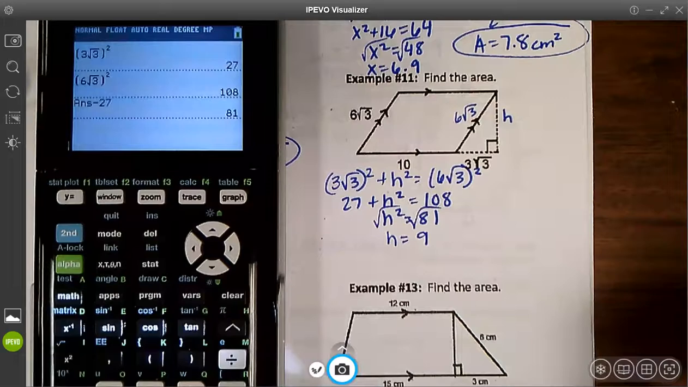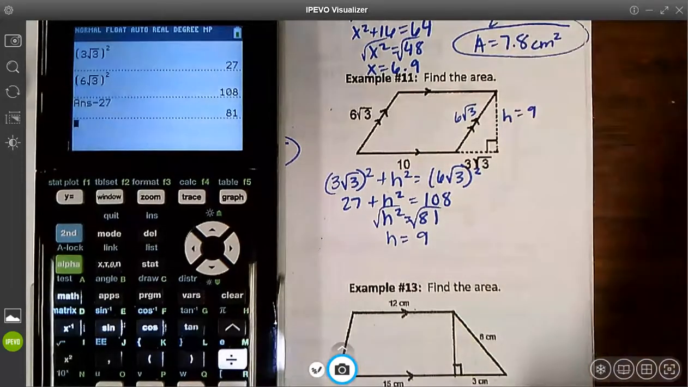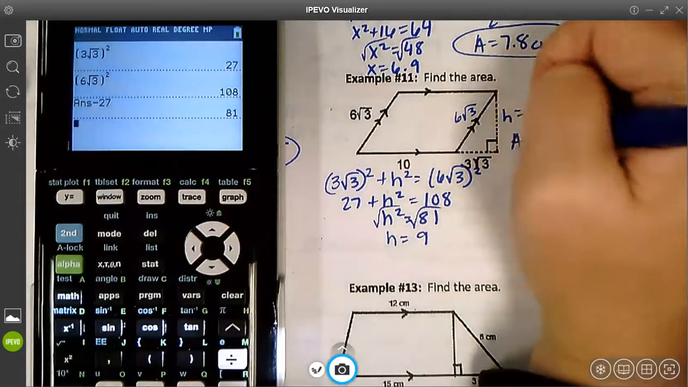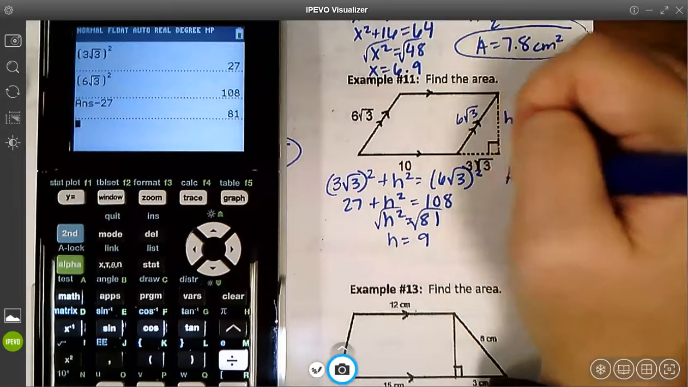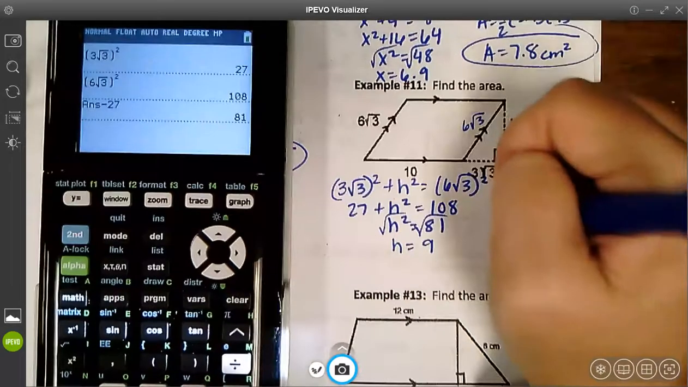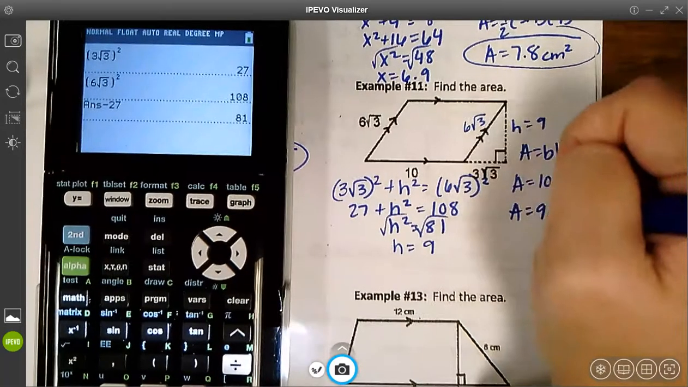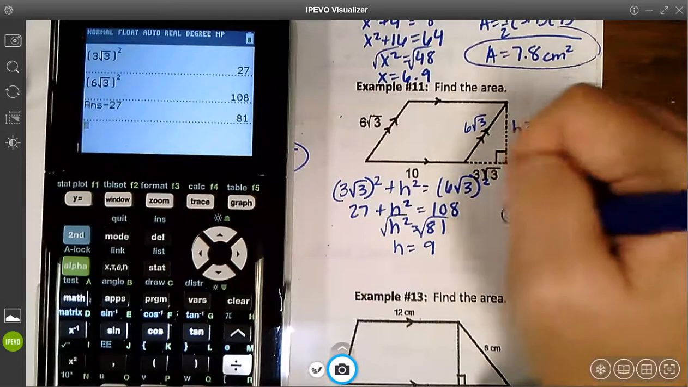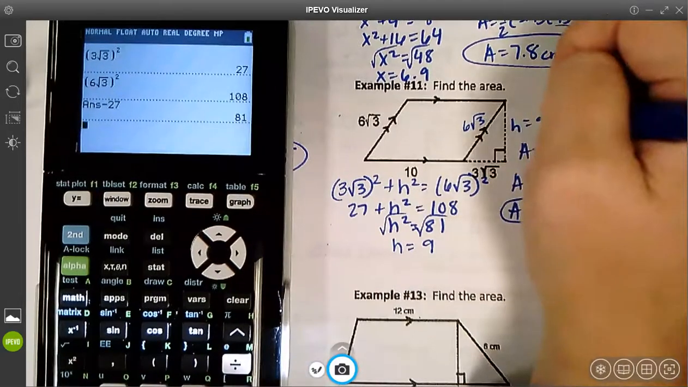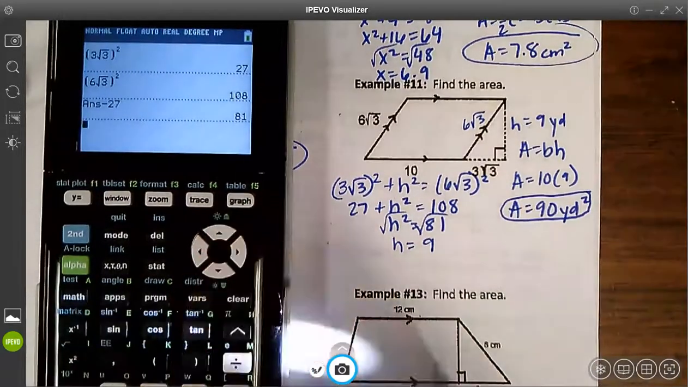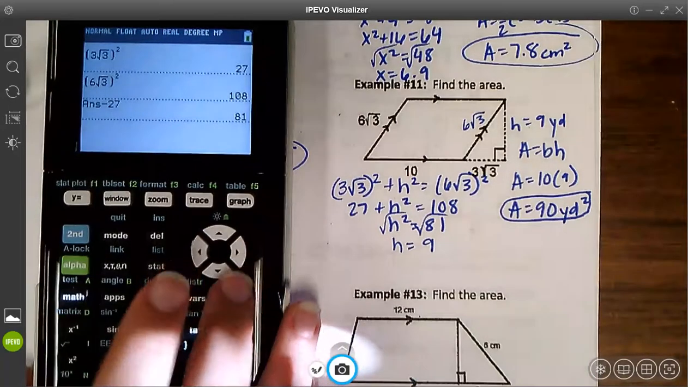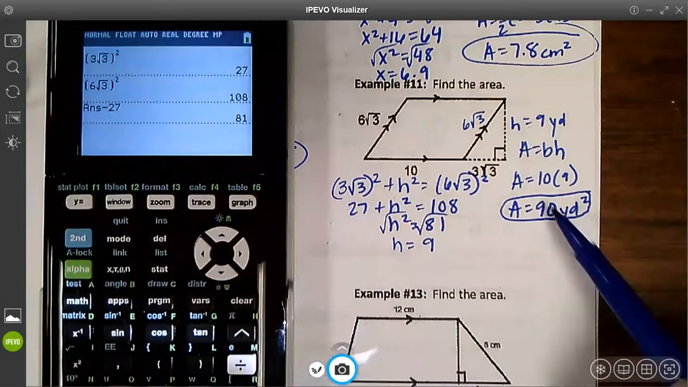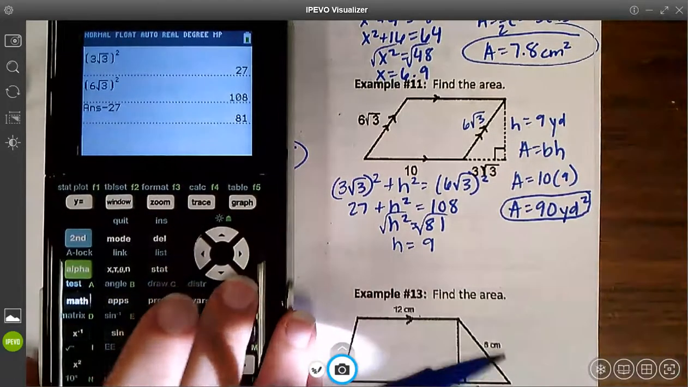So now to find my area, I'll multiply my base times my height, which is 10 times 9, or 90. And I'm going to go with yards squared this time. It will give you a unit of measure. I just want you to get in the habit of making sure you put the units on the end.